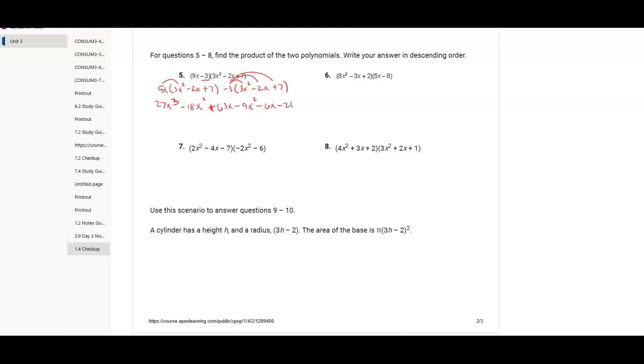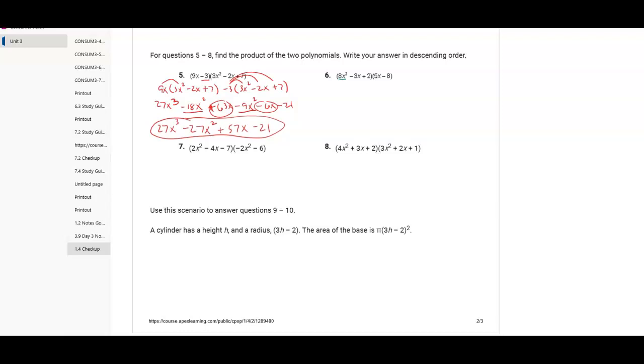And if I combine like terms here, 27x to the third, then negative 18x squared minus 9x squared will give me minus 27x squared. 63x minus 6x is going to give me plus 57x, and then minus 21. Okay, so the hardest part about these is literally the organization.